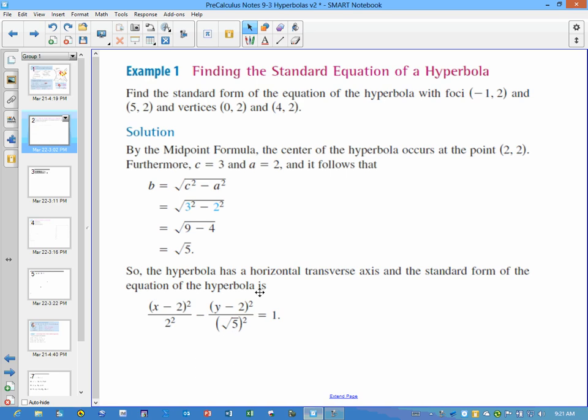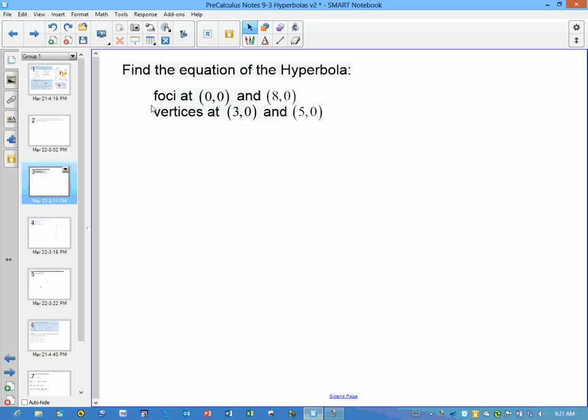Now let's look at, of course, one more example. I'll give you an additional example here. And we're going to find the equation of this hyperbola. And although they don't tell you to draw the picture, I still like to do that. I like to see the visualization.